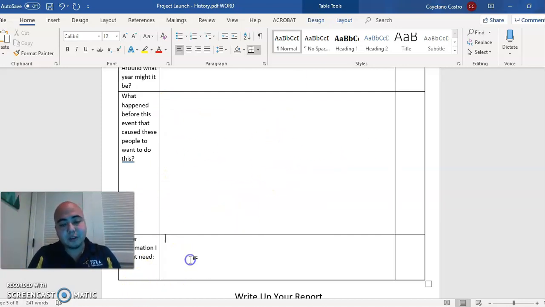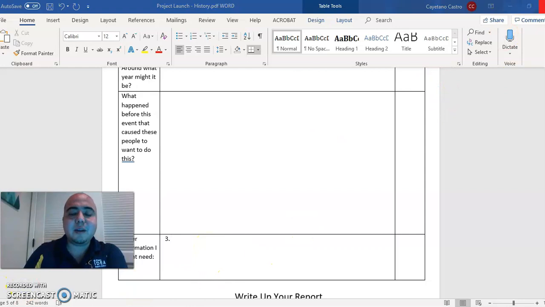And then also the last one, other information I might need. So anything else that you feel like, okay, the question was not asking me that, but I think this is really important. So you'll type, for example, source 3, and you just mention whatever you saw in source 3 that is really relevant to answering what the picture is about.